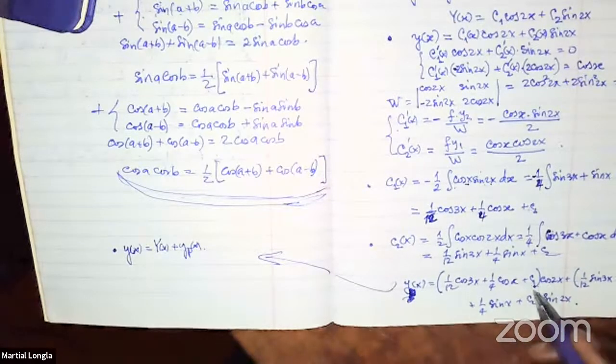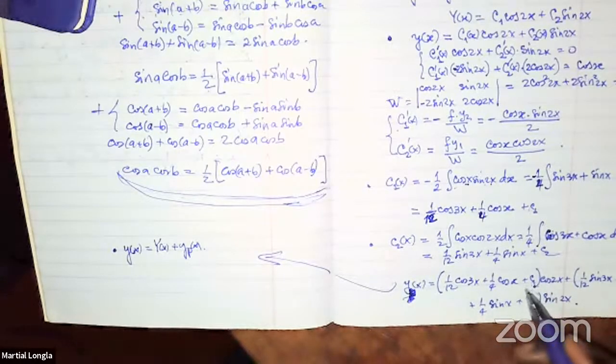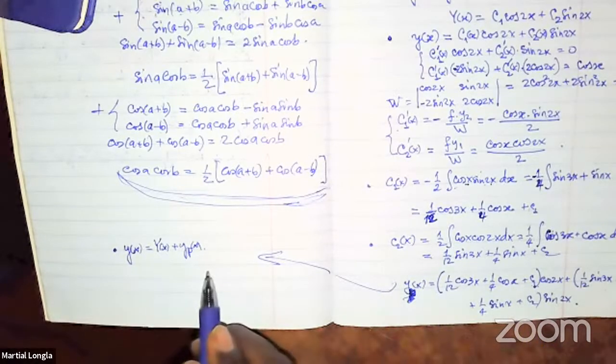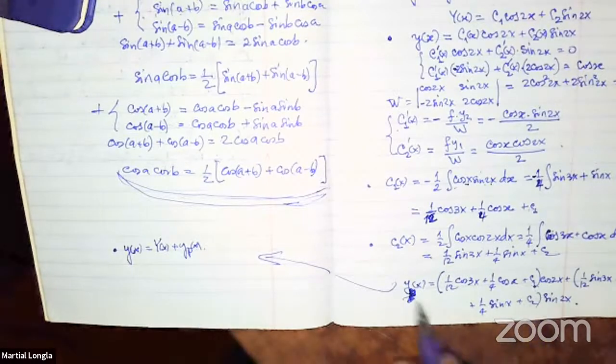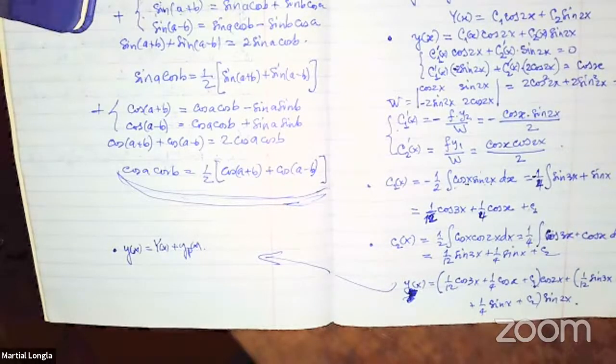But I wrote that because most of you on the homework didn't put the constants here. So if you don't put the constants, you need to come and write this. But when you have the constants, it's enough. It's not even YP you are finding here. It's just Y. Other questions?